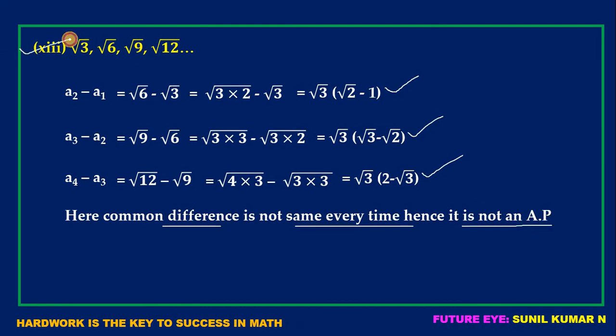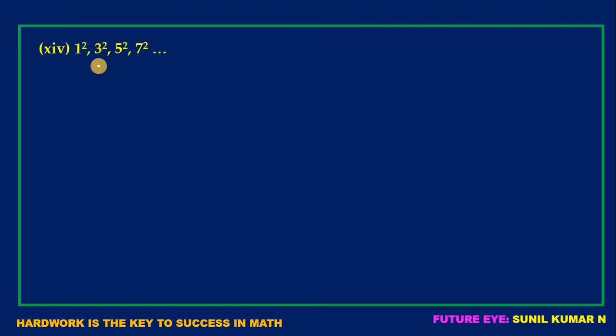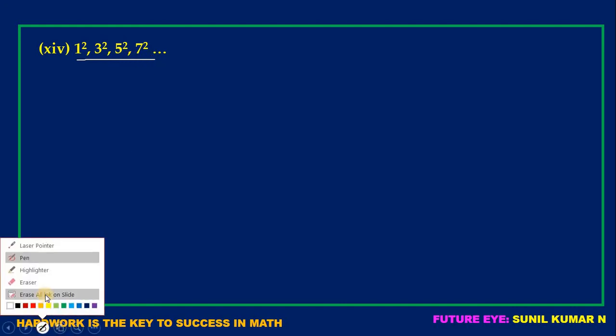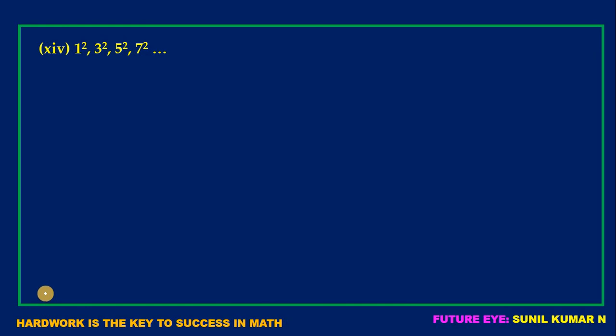And practice this problem well, children, because it takes some time to learn the calculation. Next let us move on to another problem. 1 square, 3 square, 5 square, 7 square, and so on. Here all numbers are in square form. Hence first let us find these values. 1 square means 1 only. 3 square means 3 multiplied 2 times, 3 threes are 9. 5 square means 5 multiplied 2 times, we get 25. 7 square means 7 multiplied 2 times, we get 49.